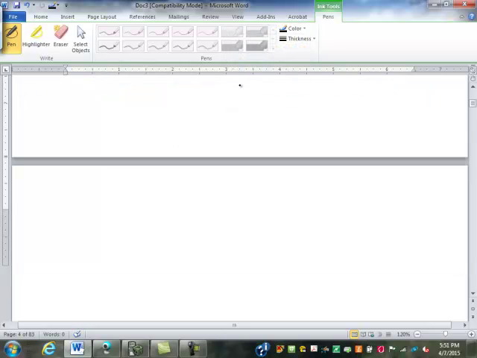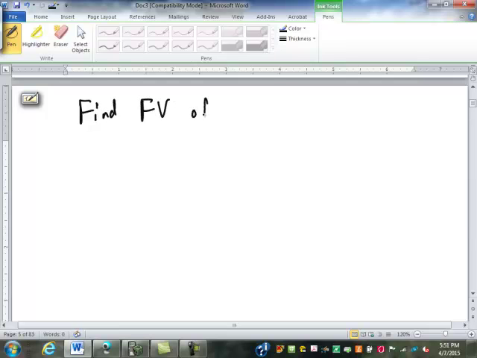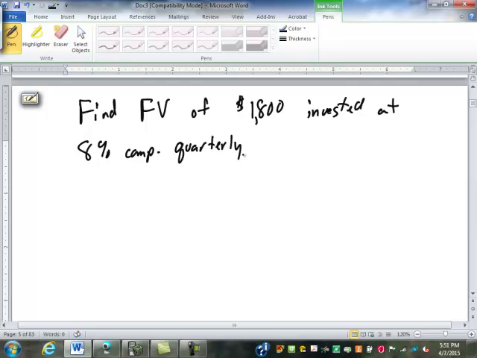Okay, well, I'm going to have you guys try one. I want you to find the future value of $1,800 invested. The calculation will be the same as if borrowed. Invested at 8% compounded quarterly for 5 years.